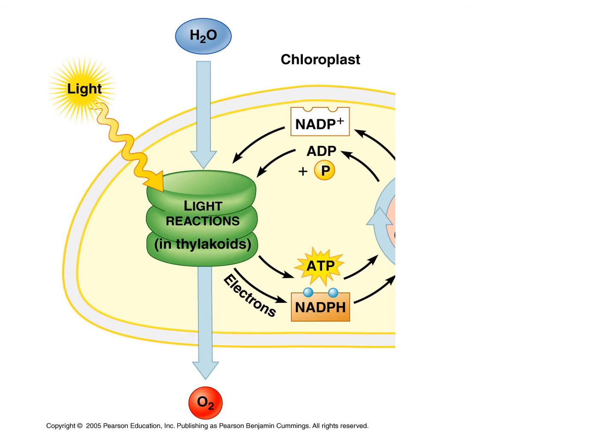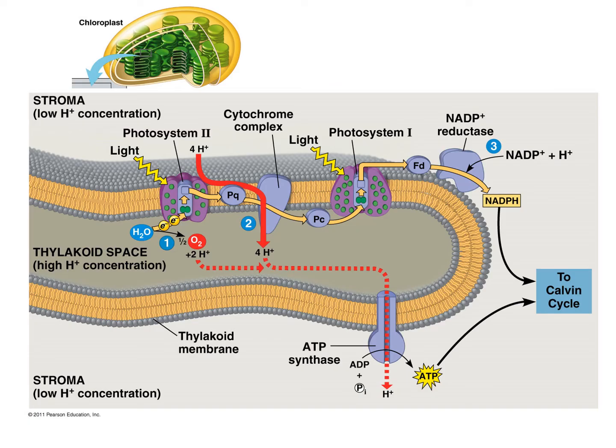So here's a simple visual that would be appropriate for constructing an input-output table to summarize what's happening in the light-dependent reactions. Notice the inputs include light, water, NADP, and ADP. The outputs include oxygen, NADPH, and ATP. Of those three outputs, the latter two will be inputs to the light-independent part of the pathway.